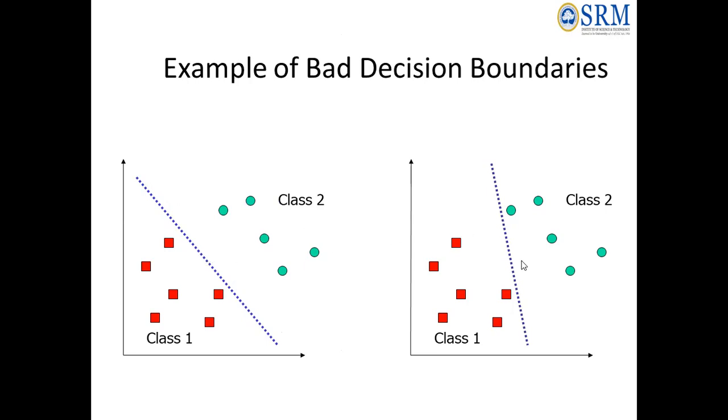And next, this is also an example of a bad decision boundary. Here also, I have class 1 and class 2. My hyperplane should be separated in this manner. This is an example of a bad decision boundary.